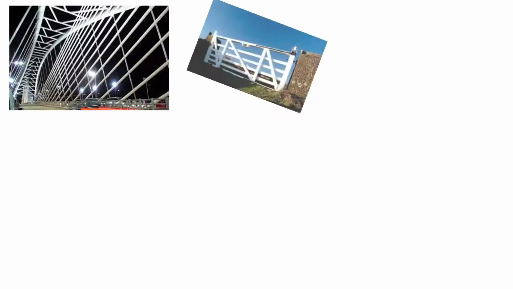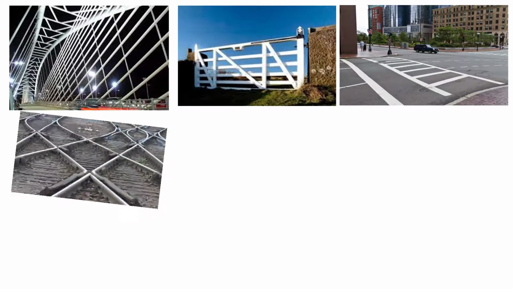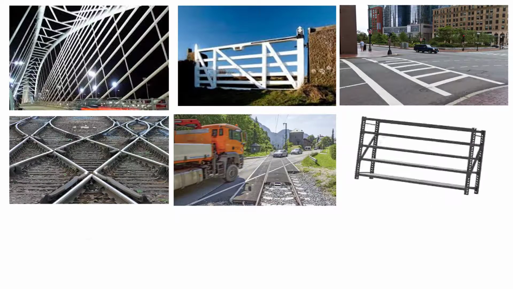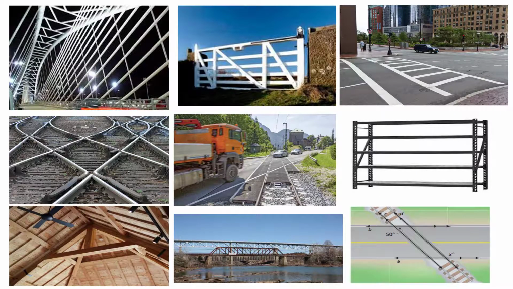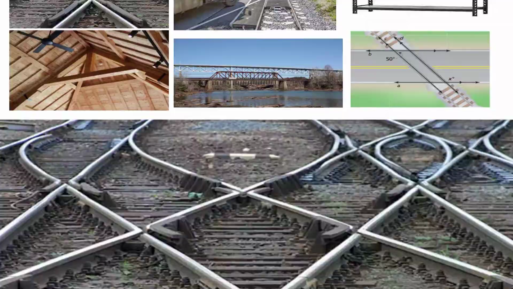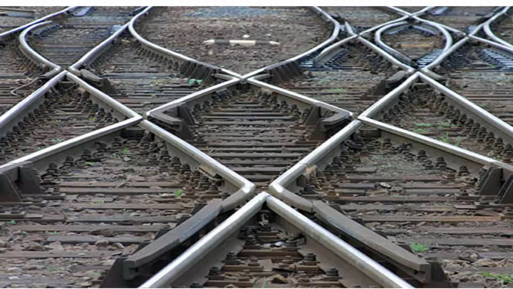Dear children, in our daily life, we have seen many geometric shapes and structures. Have we ever matched some of those structures along with transversal axioms? For example, a railway track which was laid for a train to change the track.